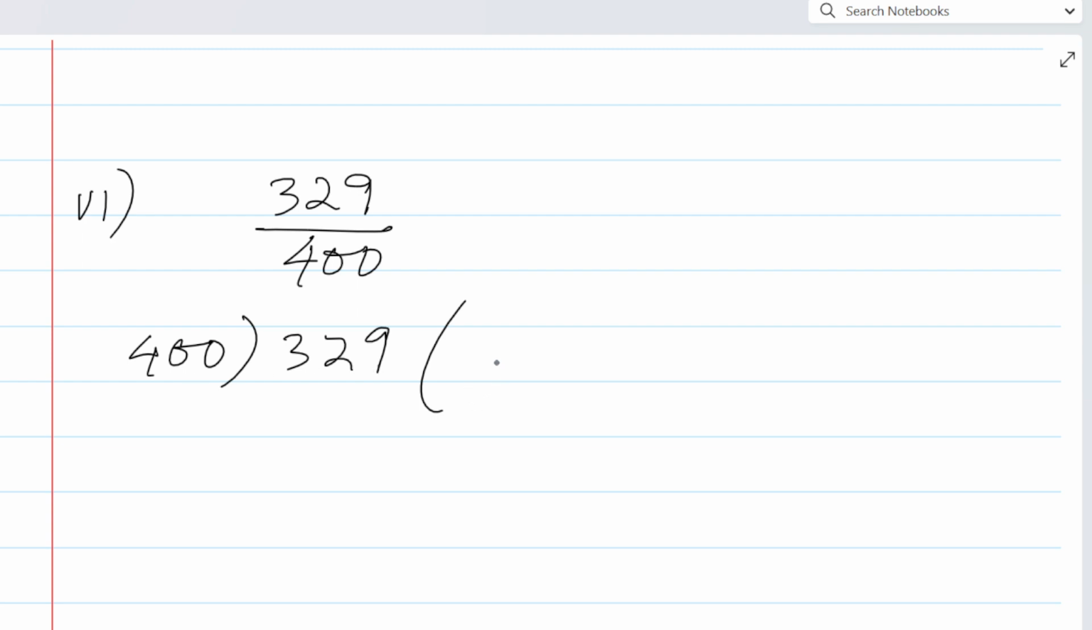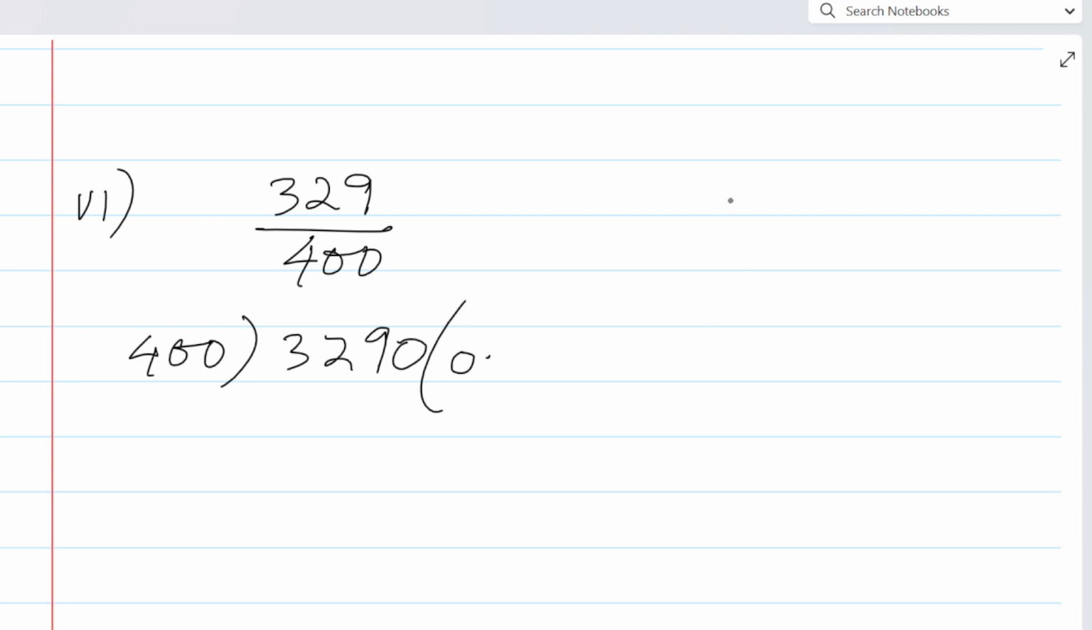No. So for that, you take one decimal point, and before that you can put 0. Why? Because it is not going even once. So for this decimal point you can take 10 free. Now you divide 3290 by 400.